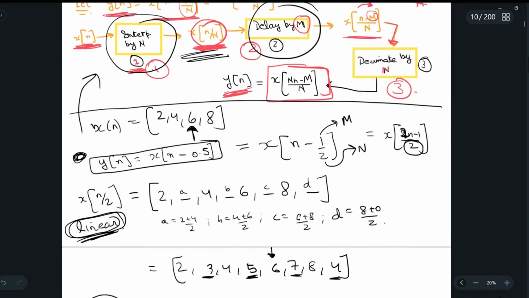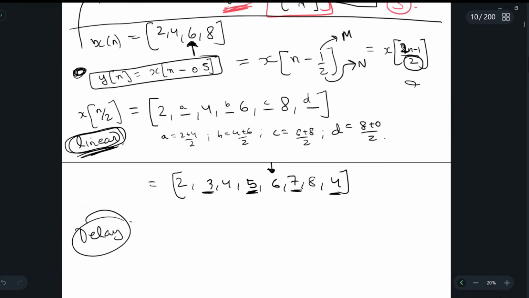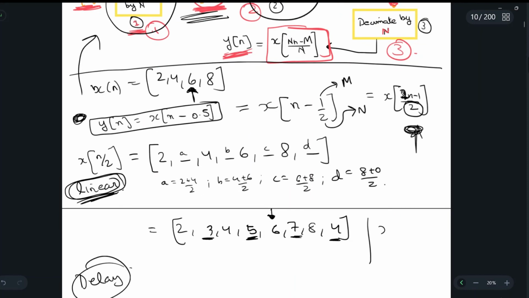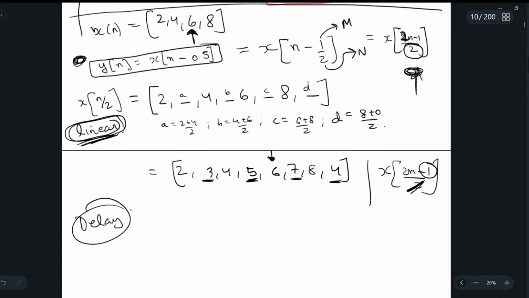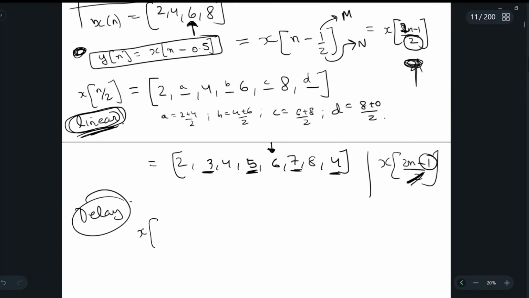That is, here we have to perform a delay of 1. Over here you will see we are given that x of 2n minus 1 by 2. We have done the interpolation part, now we have to do the delay part. So first of all we will write our x as x of n minus 1 by 2. That is, we are now performing a delay on this equation that we have got, this signal that we have got. Now doing a delay of 1, what I discussed is that we move our signal to the right. That is, we do a right shift.